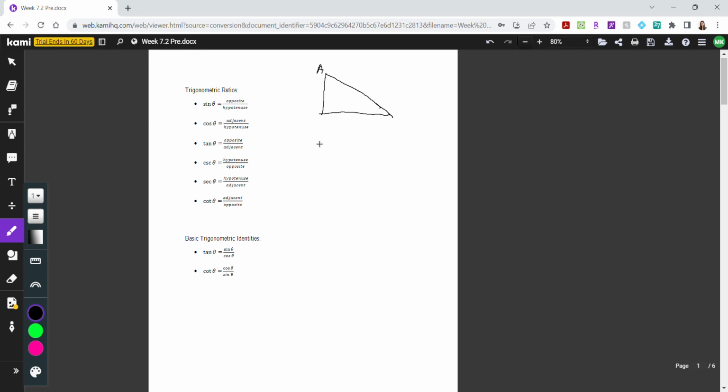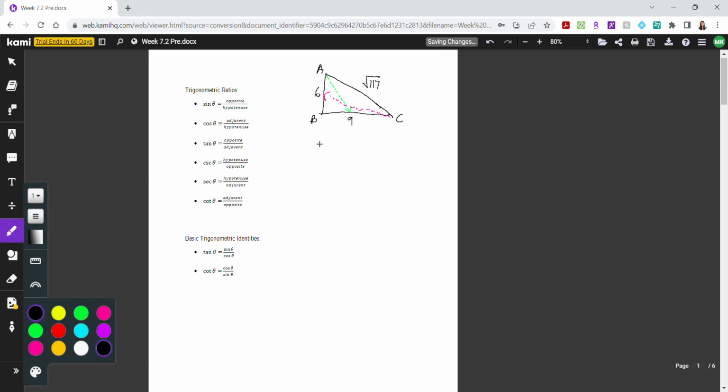Let's label this A, B, C. So whenever we're referring to the sides, we are looking across it. So for A, the opposite of it would be 9. And for C, the opposite of it would be 6.